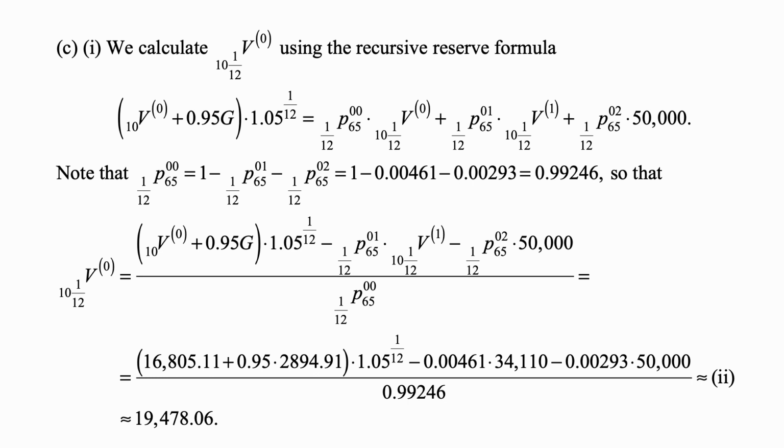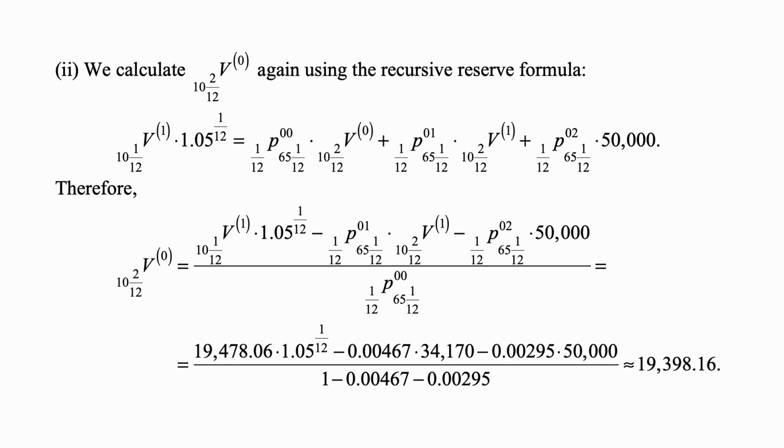Note that 1/12 p 65 0 0 is 1 minus 1/12 p 65 0 1 minus 1/12 p 65 0 2, because the probabilities of all transitions have to add up to 1, and that's approximately 0.99246. So we just plug in all the numbers that we know and solve for 10 and 1/12 V upper 0, for the reserve in state 0. So after we plug in all the numbers, and we actually solve for that reserve first, then plug in all the numbers, we obtain approximately 19,478.06.